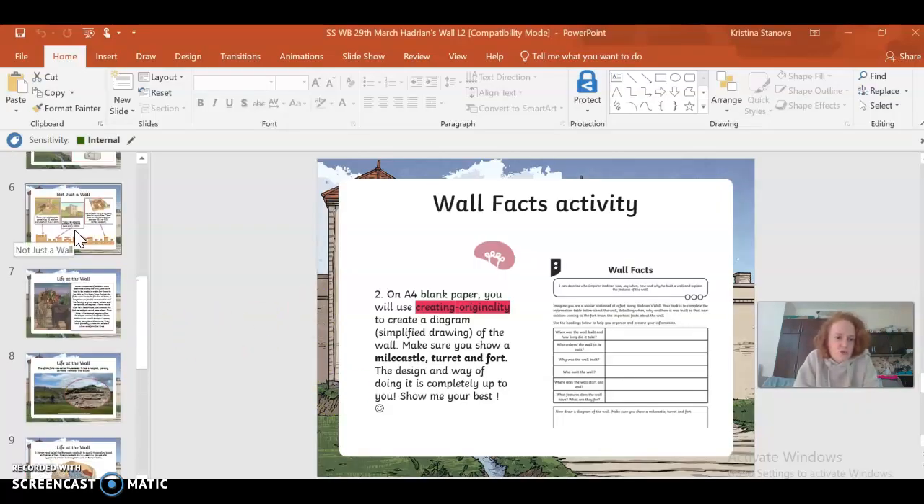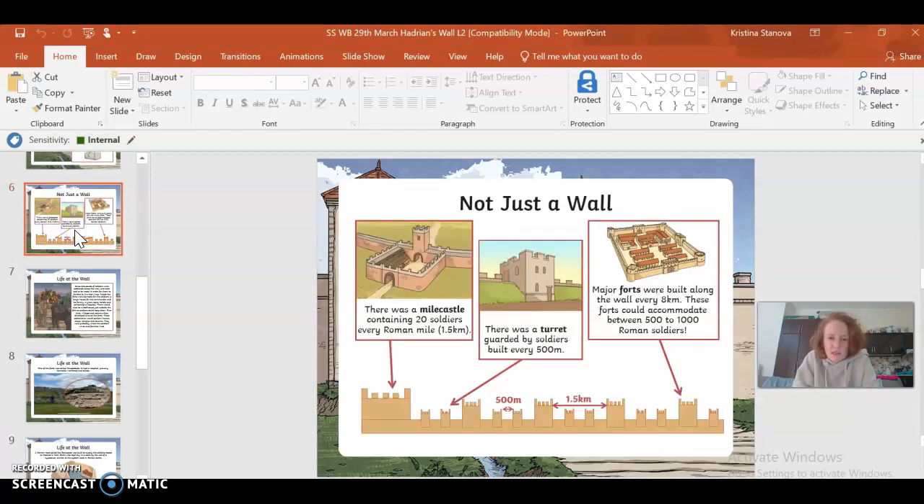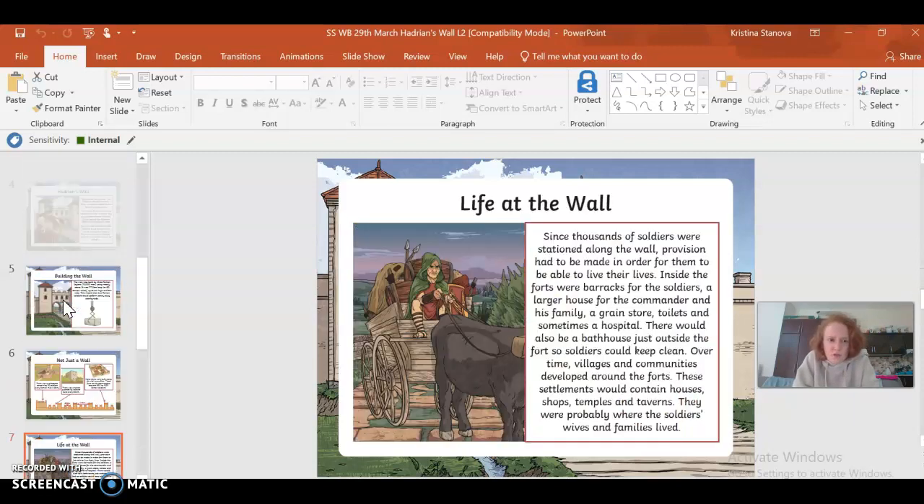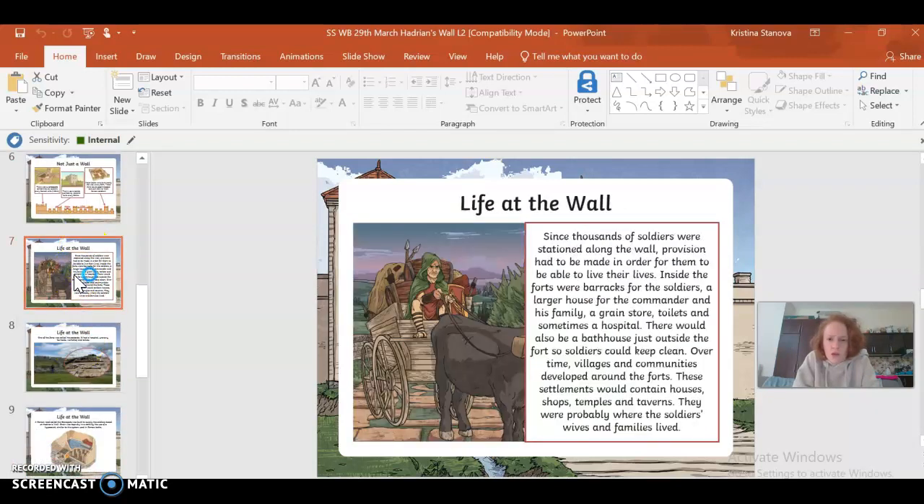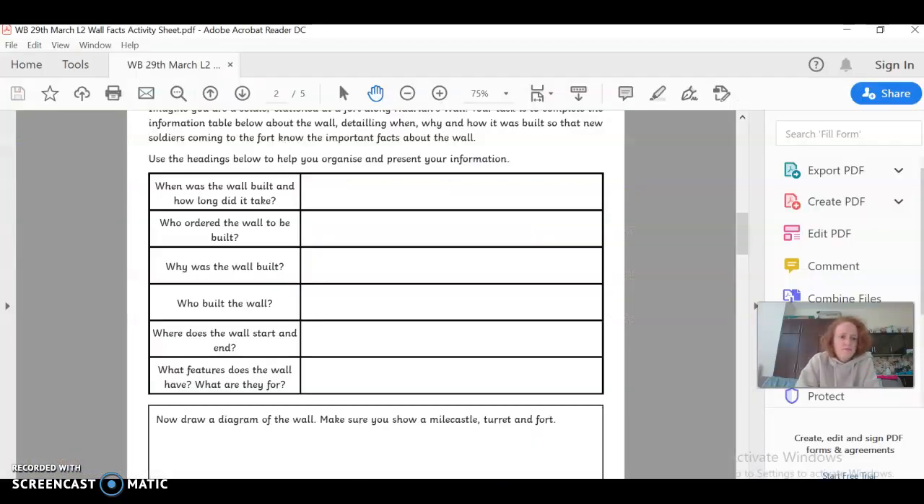Let's say I'm not sure about the features. I just remember this slide. There was a mile castle, there were turrets, there were forts. I know that. There were barracks, there was a grain store, a toilet, sometimes a hospital. All of these were features of the wall. Let me take a look at that worksheet again. Yeah, and don't forget to describe what they were for.